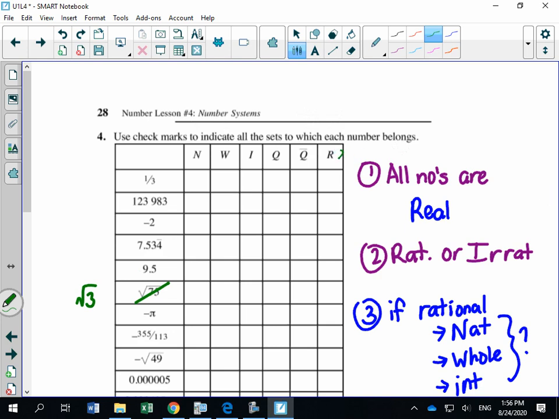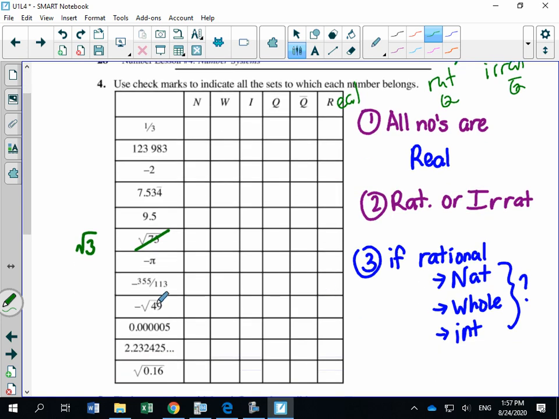R is real numbers. I should have sort of explained that. So all numbers are real, and then they are either rational, which is Q, or irrational, which is Q bar. So in this course, in 20-1, 30-1, every number that I throw at you will be a real number. So when you get this question on a test, you just go ahead checking off that they're all real.